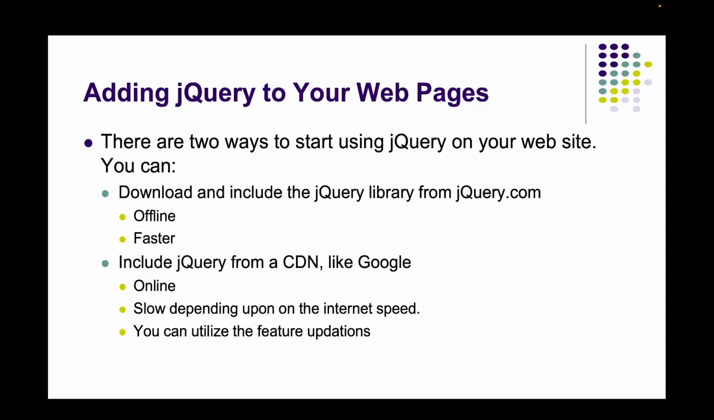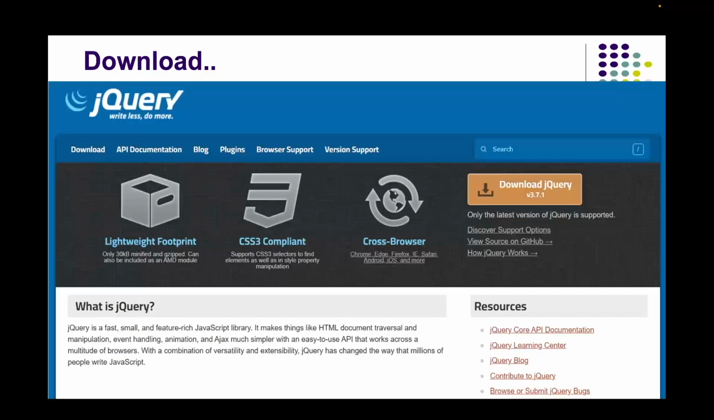There are two ways to add jQuery to your projects. You can download the file from jQuery.com and host it yourself. This is faster for offline development. Or you can include it via a content delivery network, CDN, like Google. And this is great for live sites because many users will already have the file cached in their browser, making your site load faster. So this is jQuery.com.